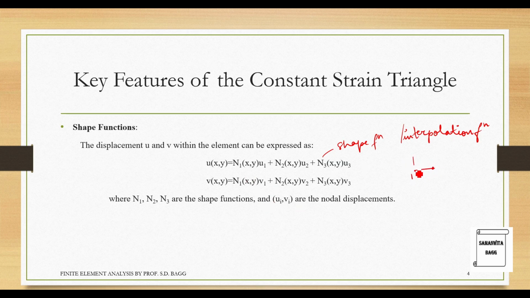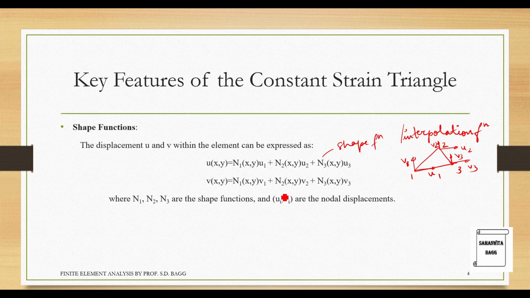At each node, say 1, you will have one displacement along the x-axis, one displacement along the y-axis. Similarly, for the other two nodes, here this will be u1, v1, here this will be u2, v2, here this will be u3, v3. So at each node, you will have 2 degrees of freedom.